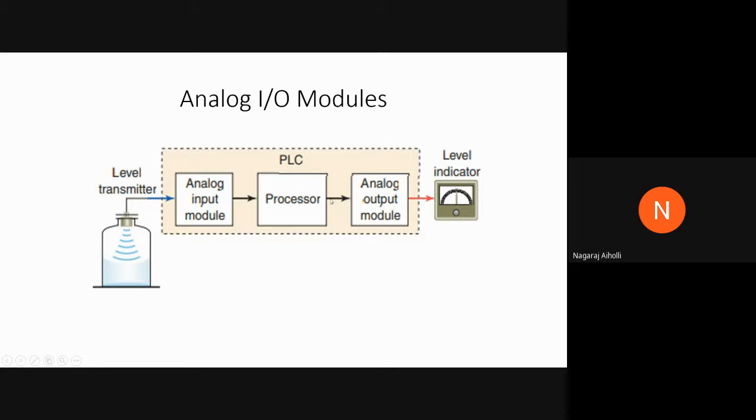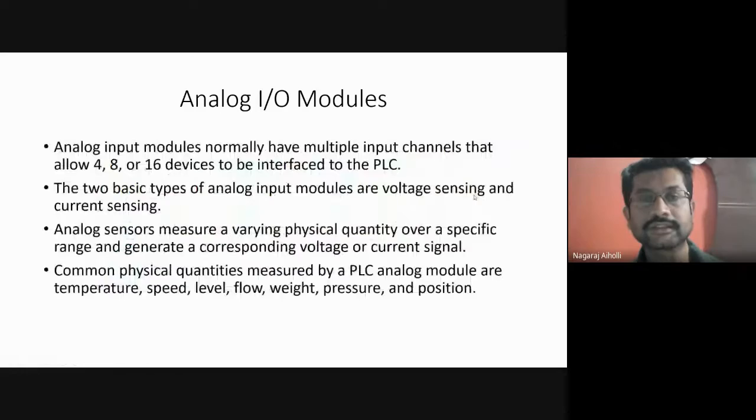That output is again converted from digital to analog, and it is applied to the analog output module. Then the analog output module will indicate the status on the level indicator, which will measure how much is the level of the liquid in the tank. That is being measured by this level indicator. Fine, students.